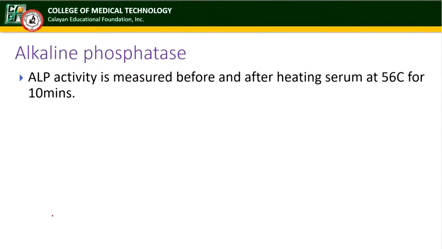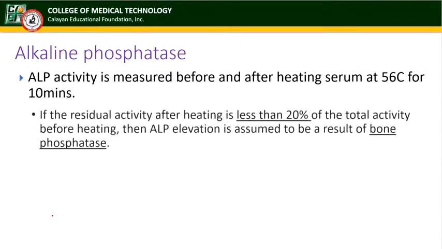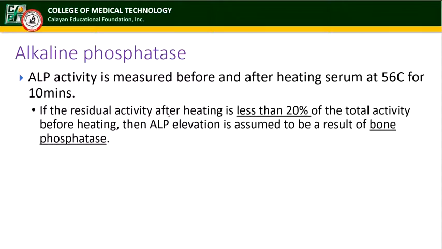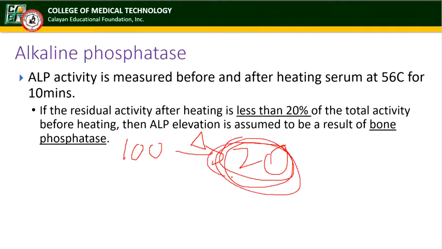ALP activity is measured before and after heating the serum. Ito yung sinasabi ko kanina. So, if the residual activity after heating is less than 20%, so mababa na, less than 20% na lang ng total activity before heating, then ALP elevation is assumed to be the result of bone phosphatase. So, halimbawa, from 100, naging 20 na lang after natin nag-apply ng heat. So, ibig sabihin, ito ay bone.